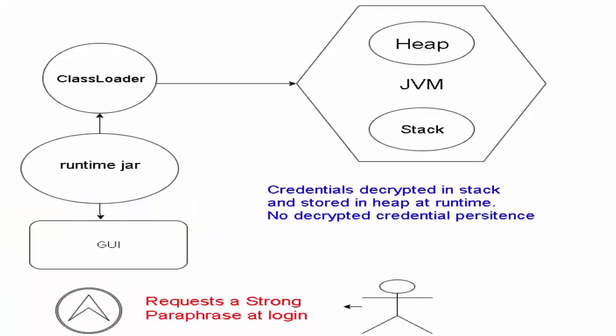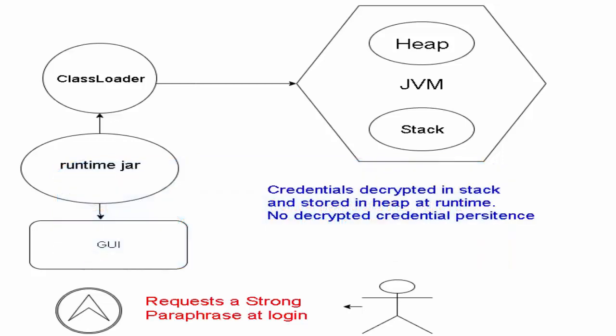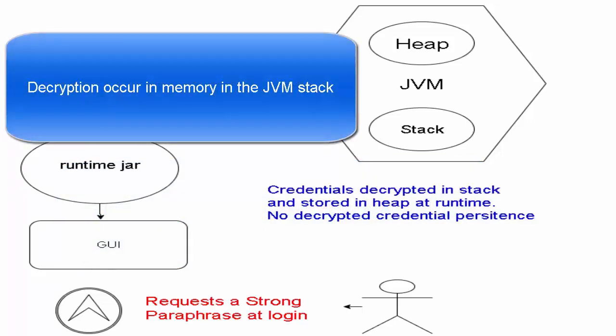Now we look at the runtime situation. This is where we are using the application that's been protected by Krypto Manager in terms of credential compromise. So we start with the user entering a strong paraphrase. Then the decryption will occur in a decryption method which will run in the stack on the JVM, and the raw credentials will be persisted in memory in the heap on the JVM.